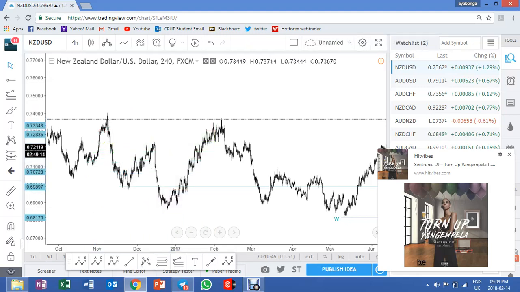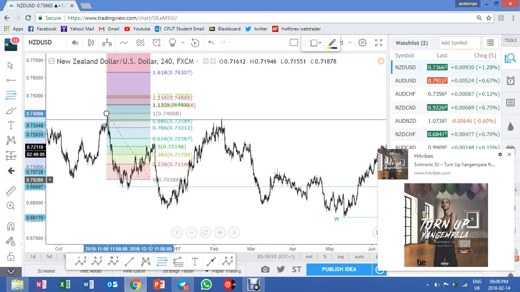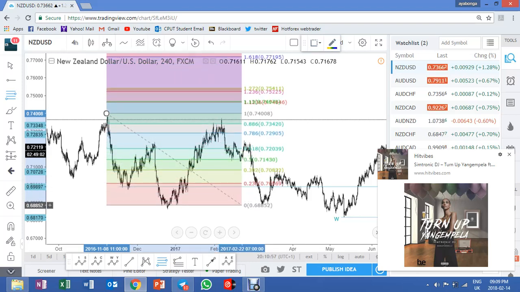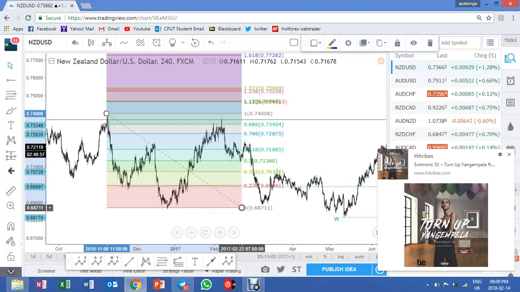So there we have our point C, it's valid. Let's check for our point D. It should be 78.6 retracement. There we have our 78.6 retracement. It didn't go above your 1, so it's still a valid one.